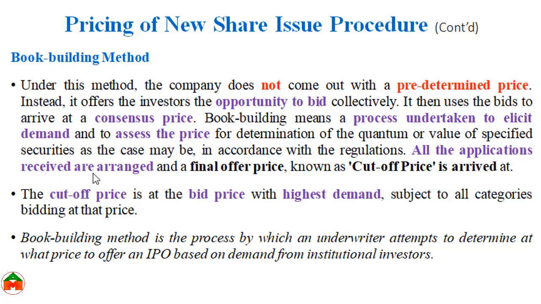All the applications received from the institutional investors are arranged and a final offer price is determined, that is known as the cutoff price. Generally, the cutoff price is the maximum amount of demand that is a part of the bid price, and whenever you are selecting the cutoff price, you have to consider all the bidding prices from the potential institutional investors. That means in a book building method, the underwriter or the merchant banker tries to determine the price based on the demand from the institutional investors.